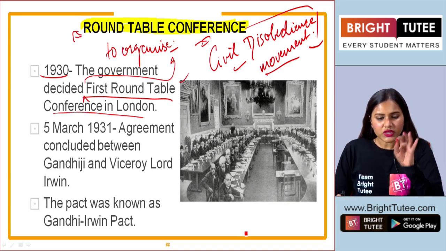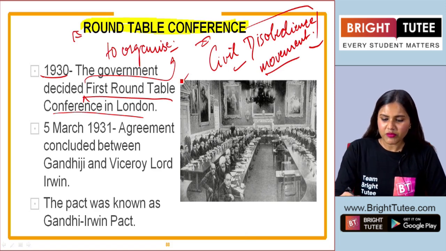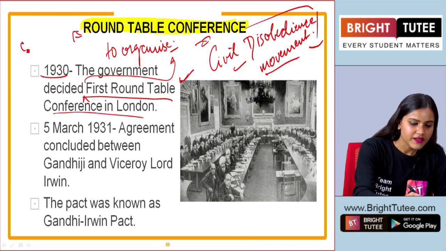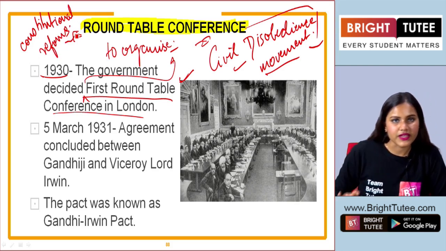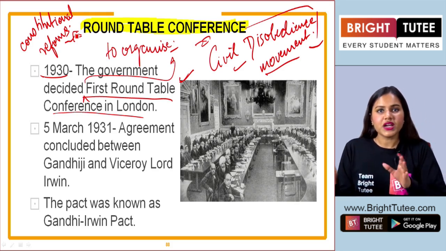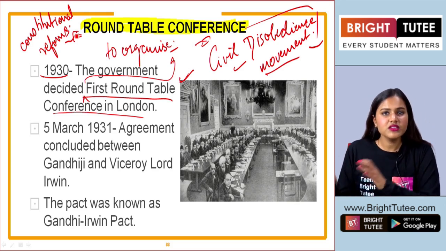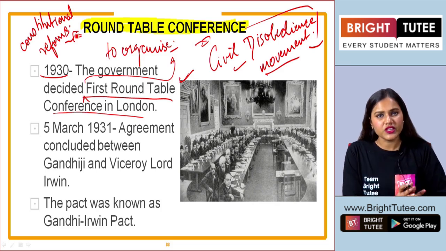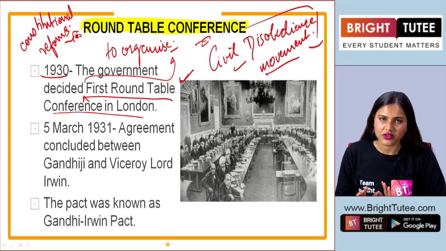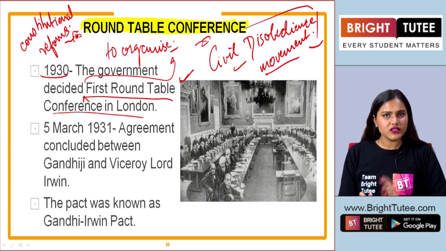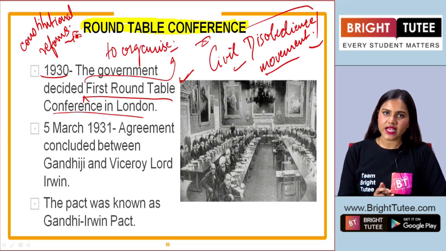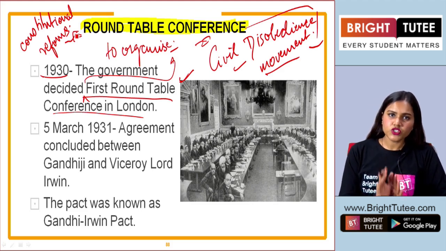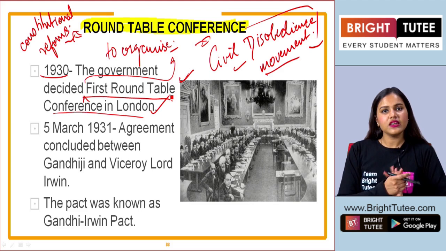Right, students? So these round table conferences took place in London, and it was based on the idea that there should be some decisions on the constitutional reforms of India. It was to be participated in by all the important leaders and parties here in India, be it from the Hindus, Muslims, Sikhs, and so on. So it was in the year 1930 that the British government decided that the first round table conference should take place, and it was organized in London.